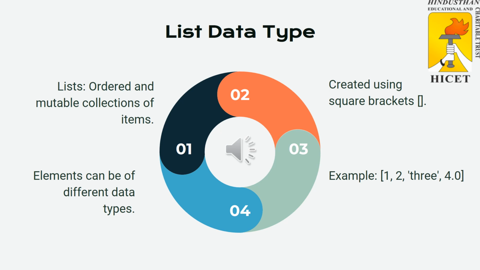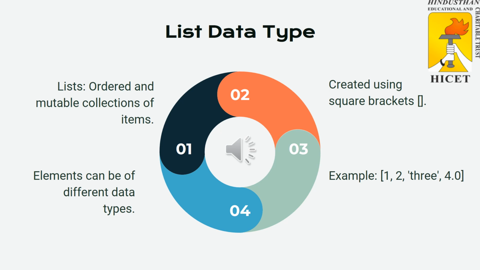The next data type is list. List is nothing but a collection of items, that is a collection of ordered mutable items. The word mutable represents that we can change it at any time, right? Lists are created with the help of square braces. So anything which is enclosed between square braces is considered as a list in Python.